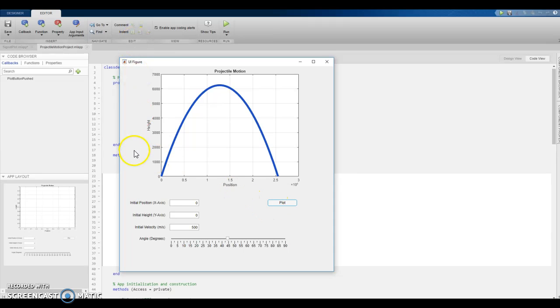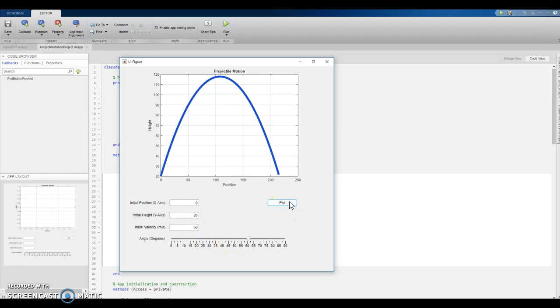The position and height adjust automatically. Let's run a different one. Let's do 50, starting at 20 feet and 60 degrees, and adjust accordingly with the y-axis starting at 20.